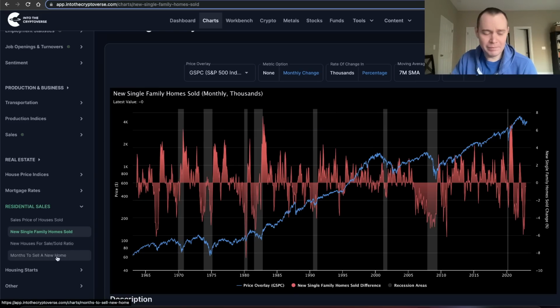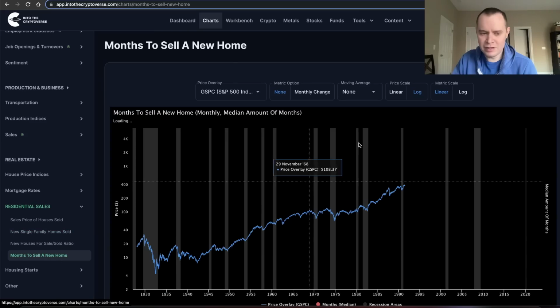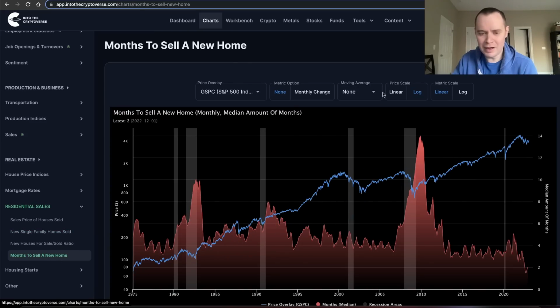If you look at this one, it's interesting. The number of months to sell a new home is something that should not go overlooked. This is an element you have to take into consideration as well. While it might seem like the real estate market has deteriorated a ton and it's extremely bad, in the context of history, it's only on average taking 2 months to sell a new home as of December.